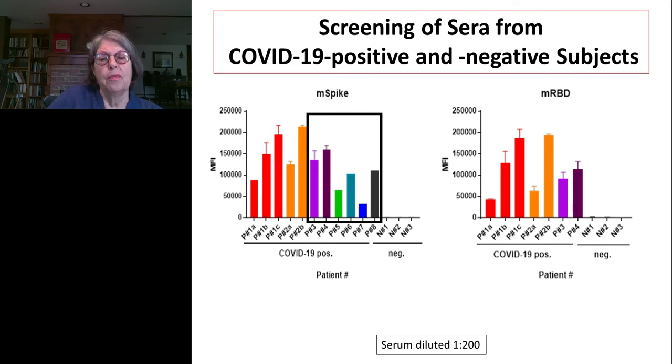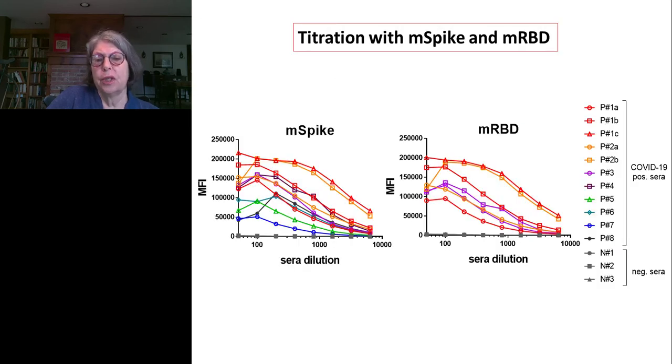We ran these 6 against spike, and then 2 of these 6 were run against the RBD, show similar results. Now, these are what we call the results from screening. We screen the sera at 1 to 200, and those specimens that are positive for RBD are titrated. And what I want to show you in this slide are the titration results with the same specimens that I showed you in the screen in the previous slides.